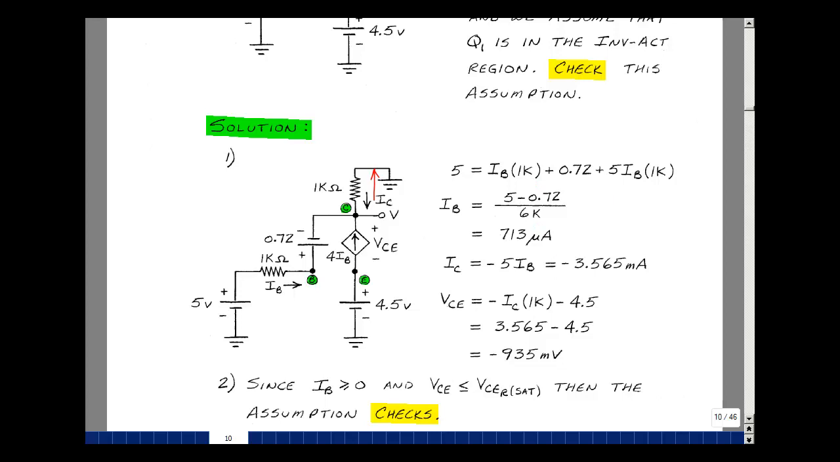Collector current here in the opposite direction is going to be 5 times I sub B, but with a minus sign, so minus 5 IB. 5 times that is 3.565 milliamps.